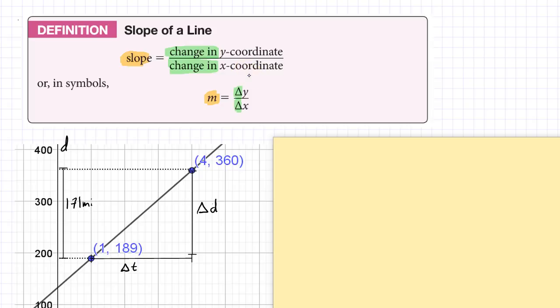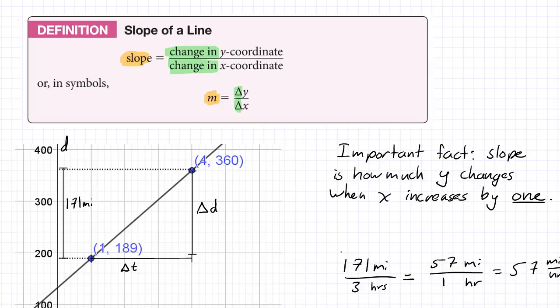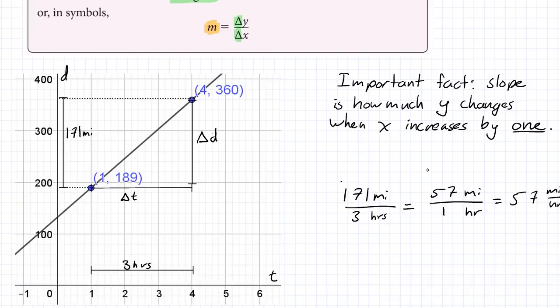Let's look quickly at that example from the last one where we said that at 1 p.m. a trucker's odometer was 189 miles, and at 4 p.m. the odometer was 360 miles. And we calculated the change in the distance that represented the vertical distance between the points on the graph here. And when we did that, that was 171 miles. And that's that 360 minus 189. And the change in the time was 3 hours.